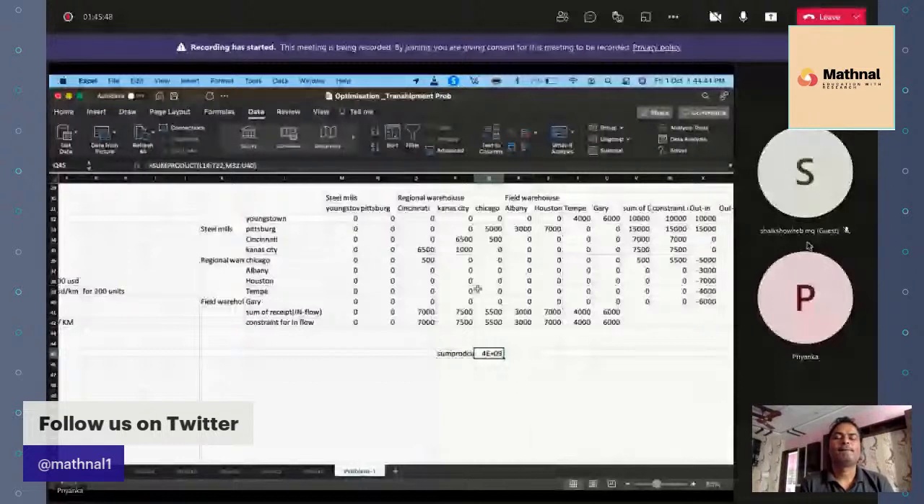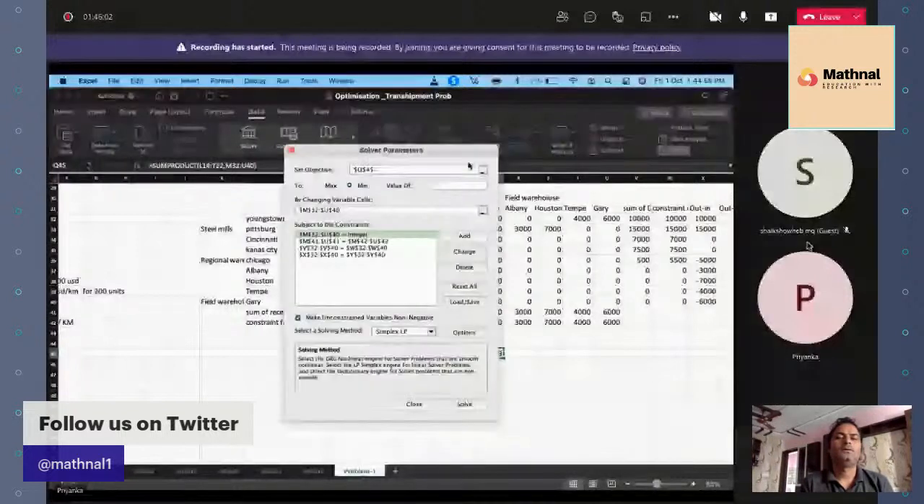Okay, let's check whether it's minimization or maximization. Minimization. We close this. Close this. Close.